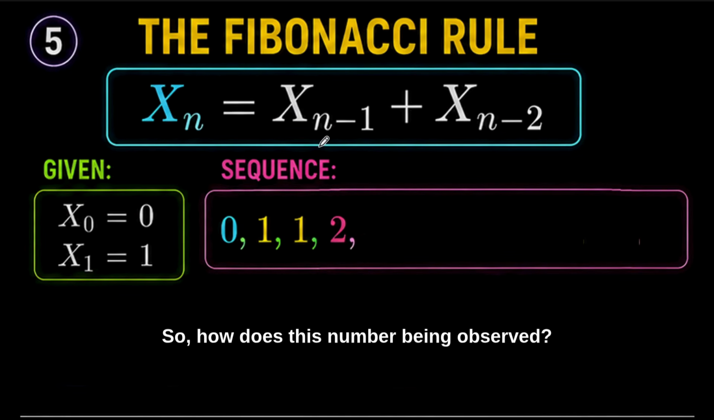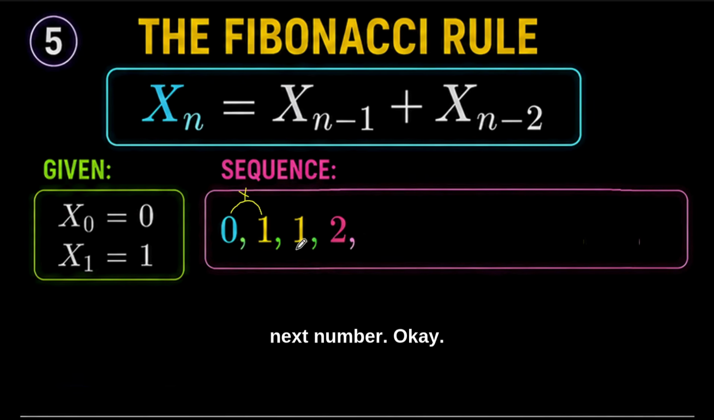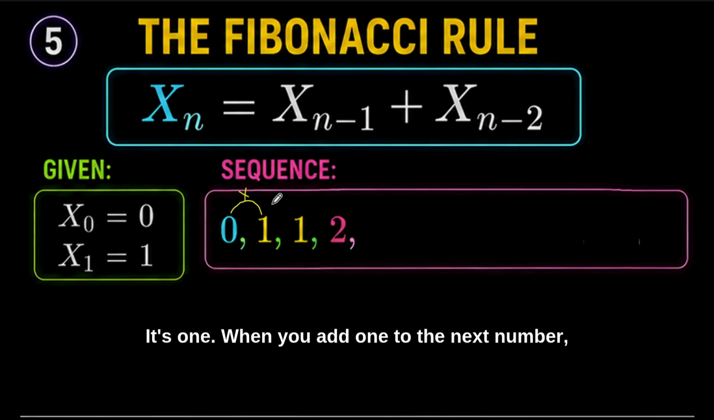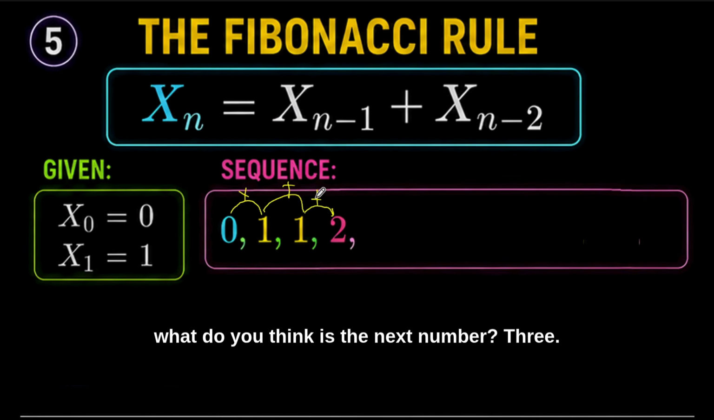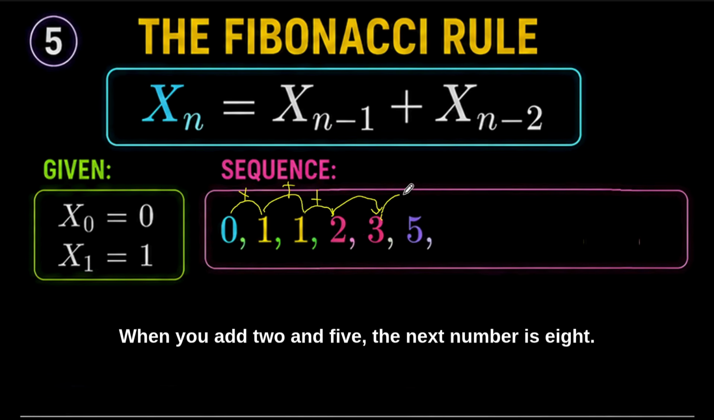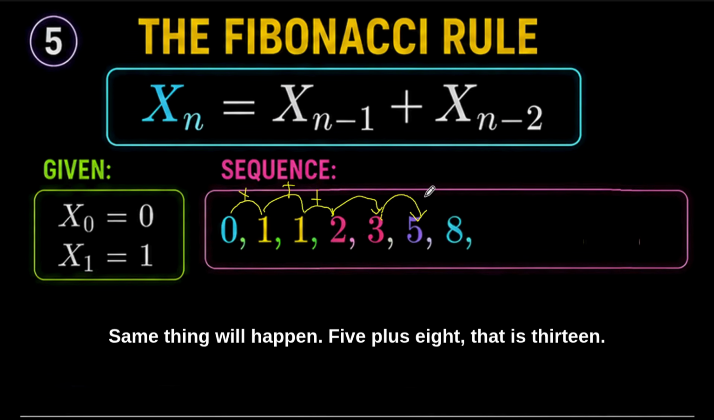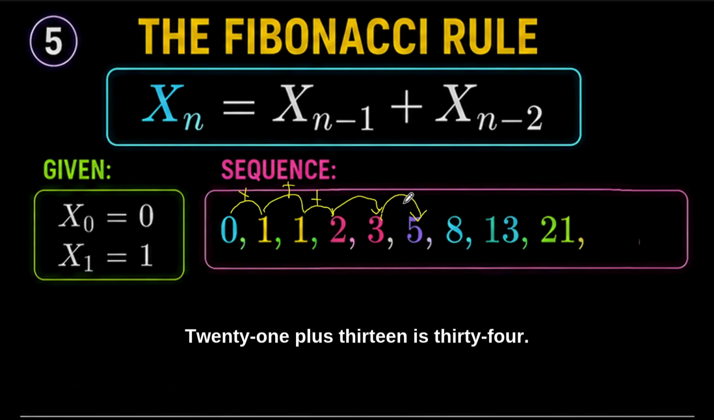So how does this number come about? When you add 0 to 1, the answer is the next number. Okay, it's 1. When you add 1 to the next number, the next number is 2. When you add 1 to the number 2, what do you think is the next number? 3. When you add 2 plus 3, the next number is 5. When you add 3 and 5, the next number is 8. Same thing will happen. 5 plus 8, that is 13. 8 plus 13 is 21. 21 plus 13 is 34, and so on.